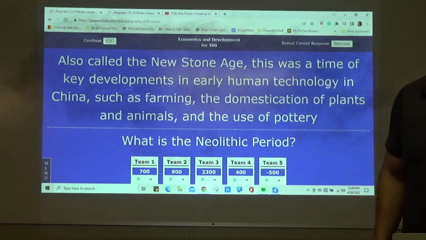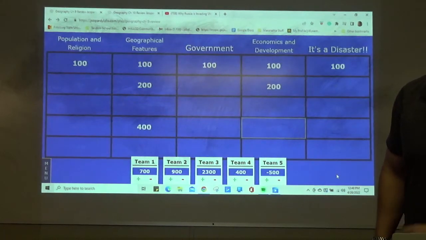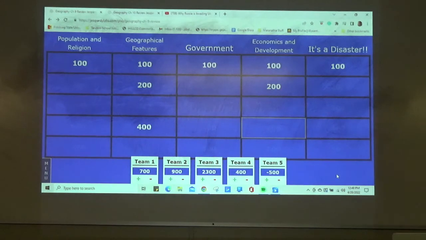I raised my hand. Neolithic meaning New Stone Age. I thought it was new and lithic. Alright. Team 2, to go.